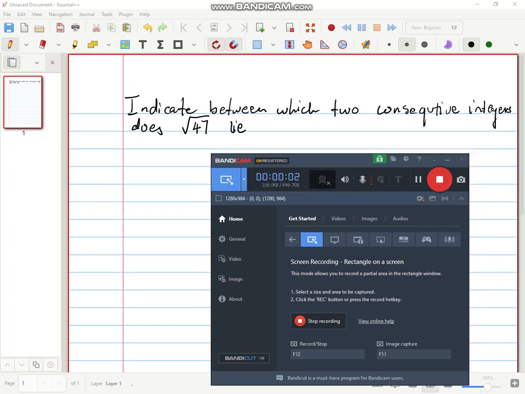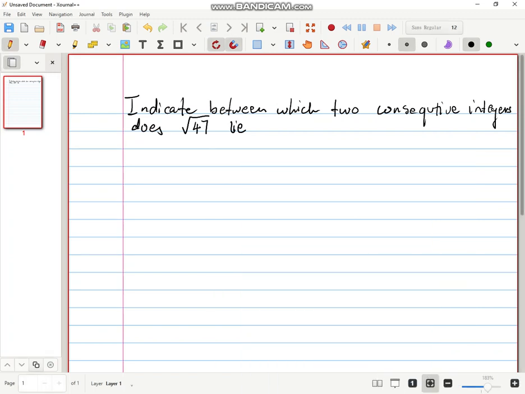Okay guys, so this question appears in almost all your March question papers. So in this video I'm just going to show you how to solve it, right? It's usually given 2 marks to solve this kind of question. Indicate between which two consecutive integers does a certain number, in this case square root of 47, lie.